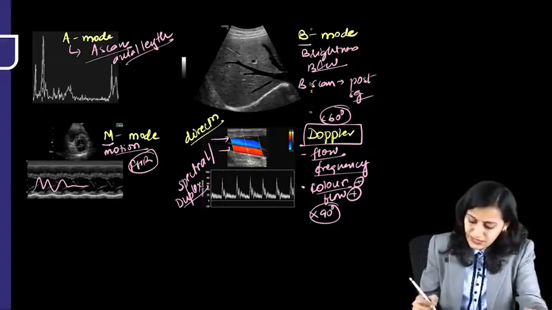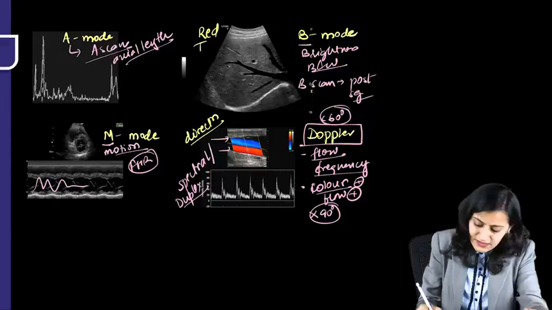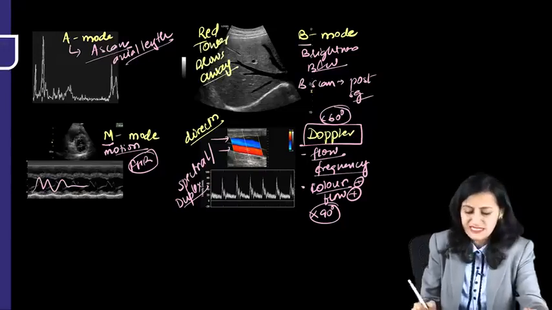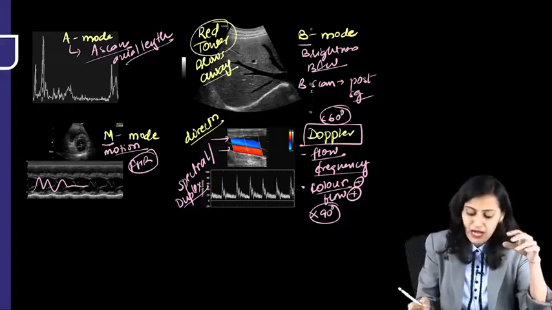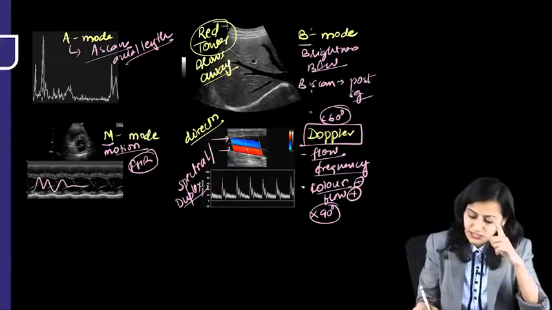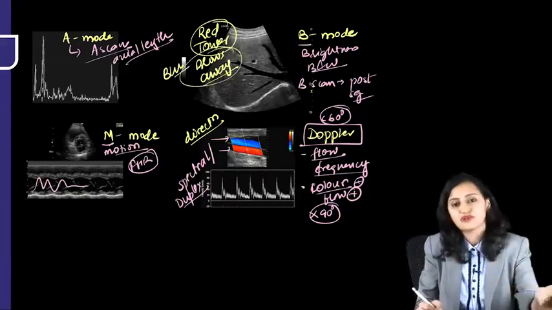You can remember it with the mnemonic: red tower blows away. Imagine the WTC attack. It was a red tower which was blown away. So remember, red is towards the transducer, blue is away from the transducer.